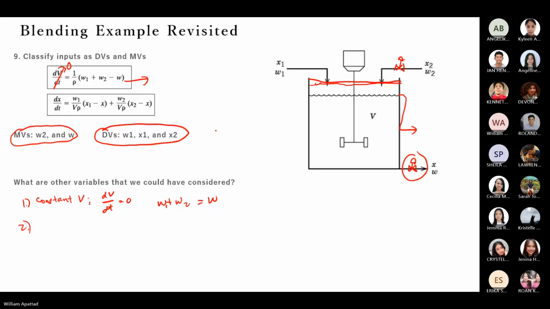So, maraming ways or di kaya madaming mabubuong model equation depending on your control objective. Okay? Depending on what you are interested dyan. Okay? Any question?